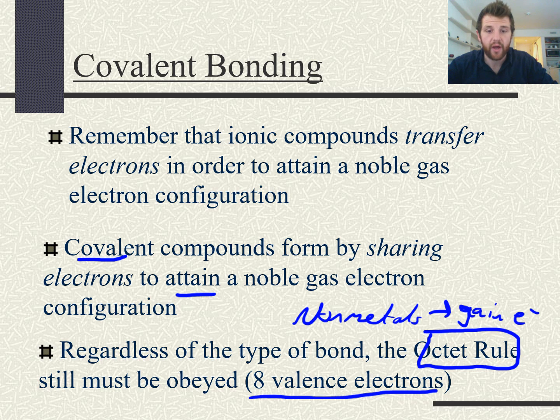Since these are all nonmetals, they are all going to want to gain electrons. They're all closer to that side of the periodic table. They're all closer to the noble gas configuration by gaining rather than losing. And because of that, since everybody wants to gain, they're going to want to share to get to that situation. Nobody's going to get to 0 valence electrons. They're all going to be trying to get to 8.